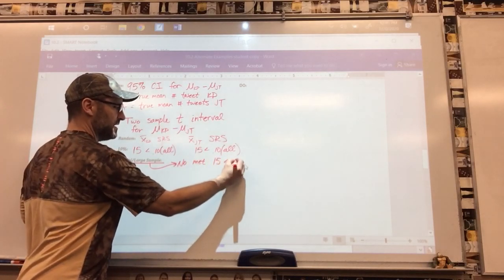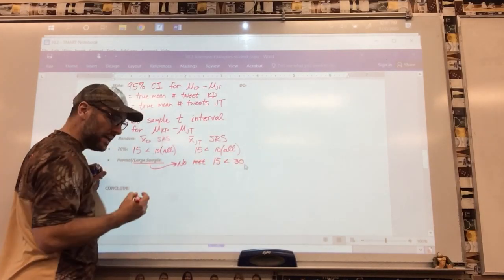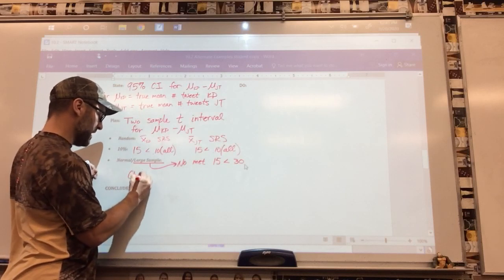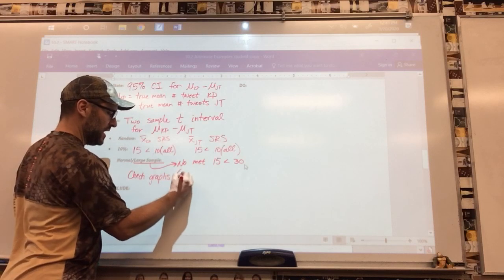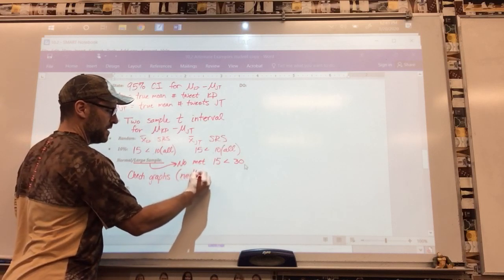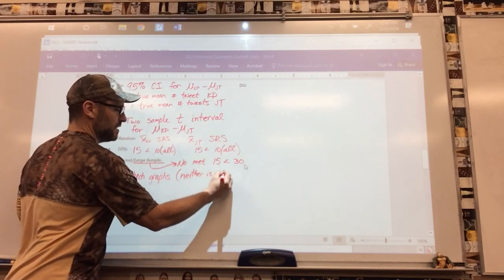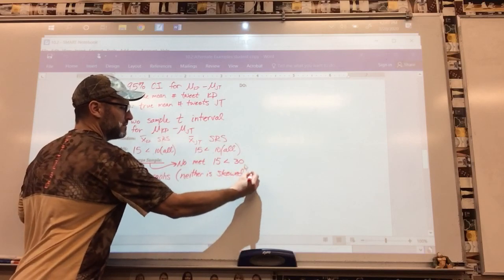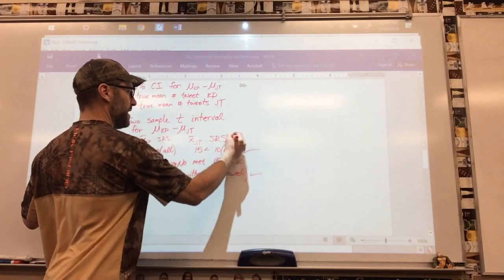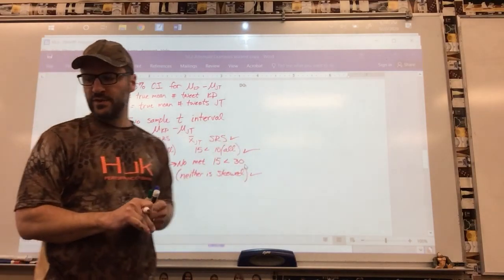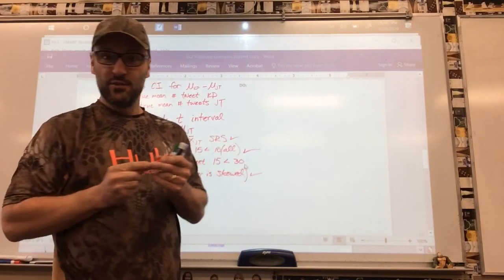15 is less than 30. But we do check the graphs. And nice for us is the graphs are up, and neither is skewed. So we're okay. That checks out. So our conditions are met, thank goodness. We can do the math. Whew, that was worrisome. All right, let's do the math now.